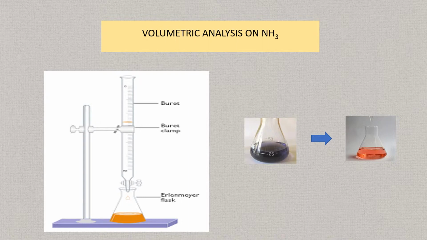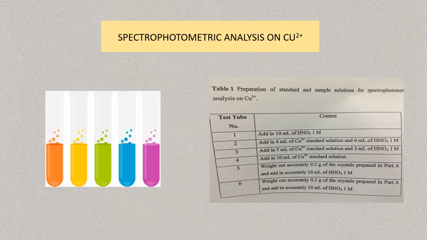Record the titration result. The last part is spectrophotometric analysis on Cu2+. 6 test tubes are cleaned, dried and labeled 1 to 6. Test tubes 1, 2, 3 and 4 are going to be used for calibration. A series of standard calibration solutions and sample solutions are prepared as listed in Table 1.